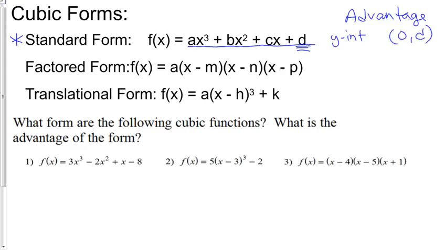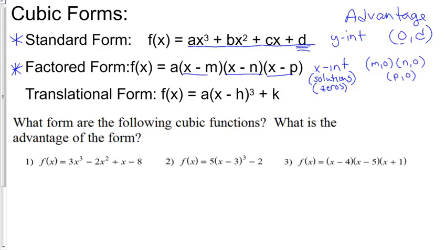Okay, we also took a look at factored form. And factored form looks like this: a and then x minus m, x minus n, and x minus p, all in bundles. And the advantage of this is that you can find your x-intercepts, which are also the solutions. And the other word that we throw around with that is zeros. And you can find all of those. And those end up being (m, 0), (n, 0), and (p, 0). And notice this is (0, d). This is (m, 0). So the x-intercepts, the 0 goes into y.